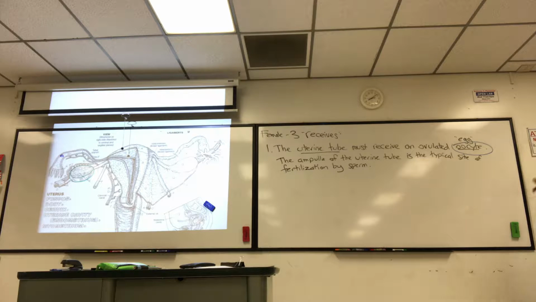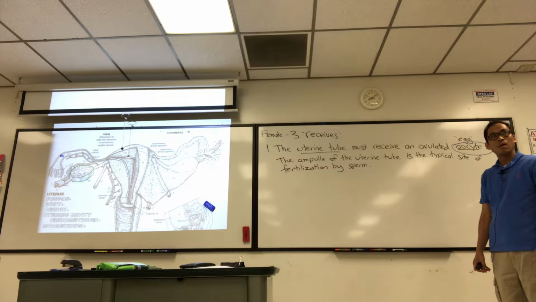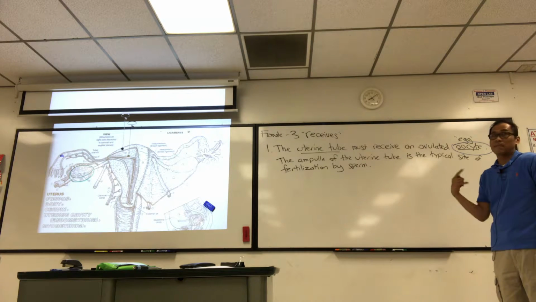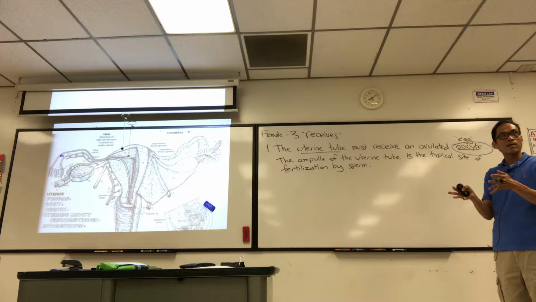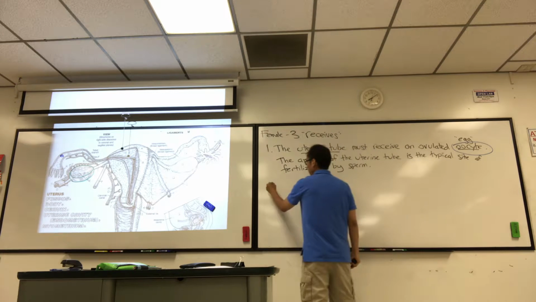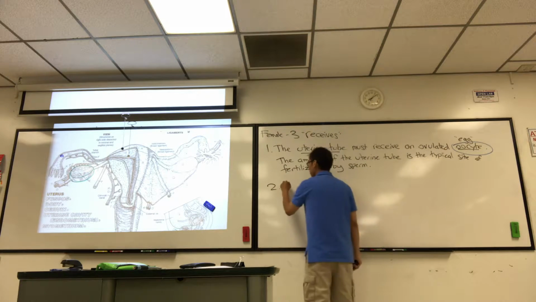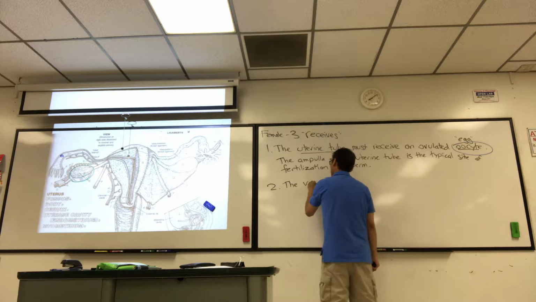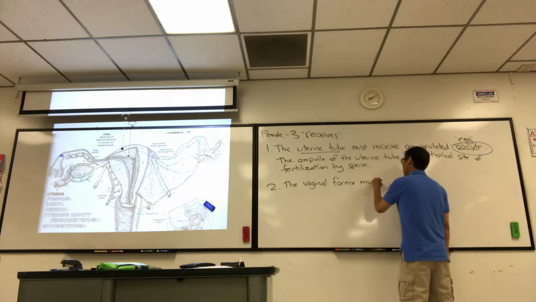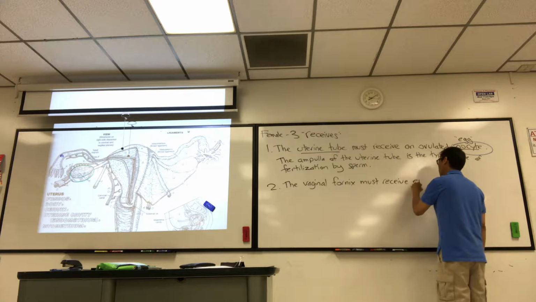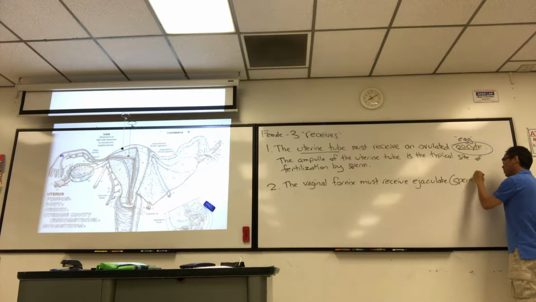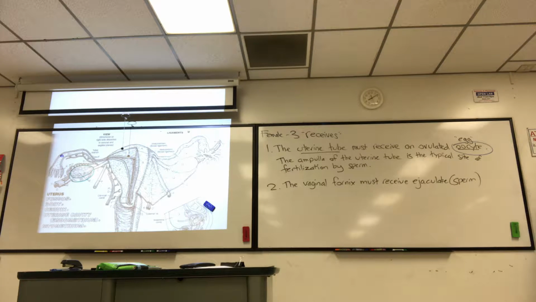And I told you it was a 28-day cycle. On what day is ovulation? 14. So if fertilization occurs, it's typically on that day, maybe day after, but right around there, okay? Day 14, fertilization. So for that to happen, the second receives is the vaginal fornix must receive the ejaculate because that has a sperm. Put sperm in parentheses. I mean, that's the cell that will fertilize the egg.